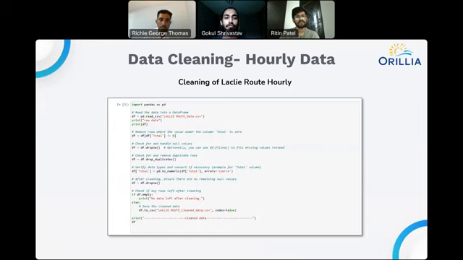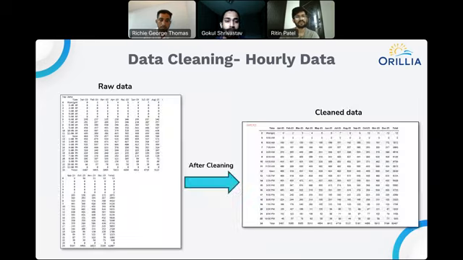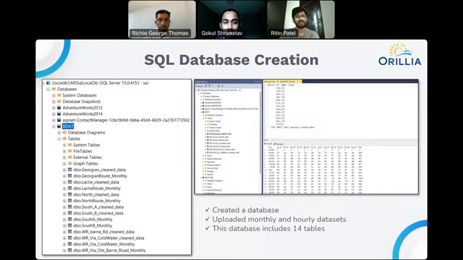And cleaning of Lackley hourly data. This is data cleaning for hourly data for Lackley. On the left hand side, you can see the unclean data, and on the right hand side, you can see the cleaned hourly data for all the routes. We created the SQL database, uploaded monthly and hourly data sets, which includes a total of 14 tables.